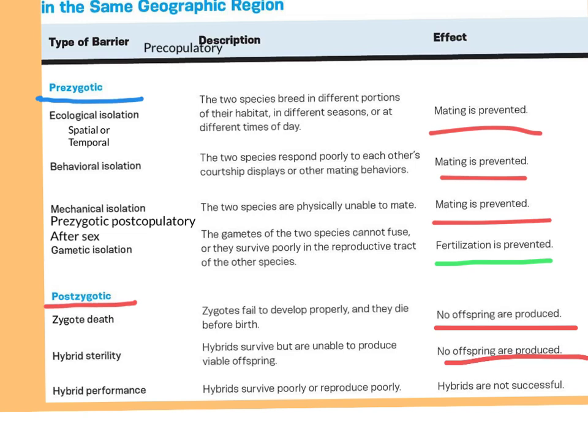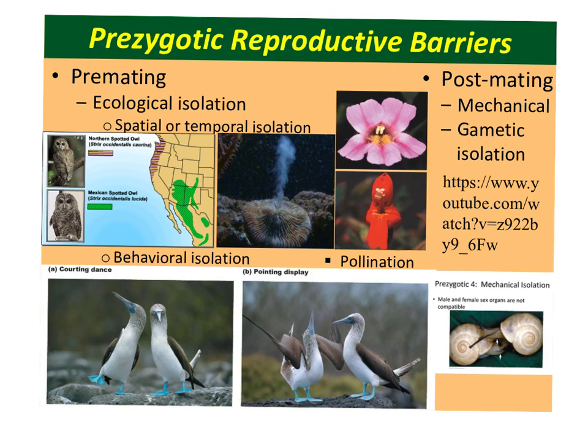Say zygote death, hybrid sterility, and then finally hybrids survive. They can even reproduce, but they don't do very well. In other words, compared to non-hybrids, matings between the same species, they just don't do as well. They are lacking in surviving and reproducing. Okay, so let's take a look at this.